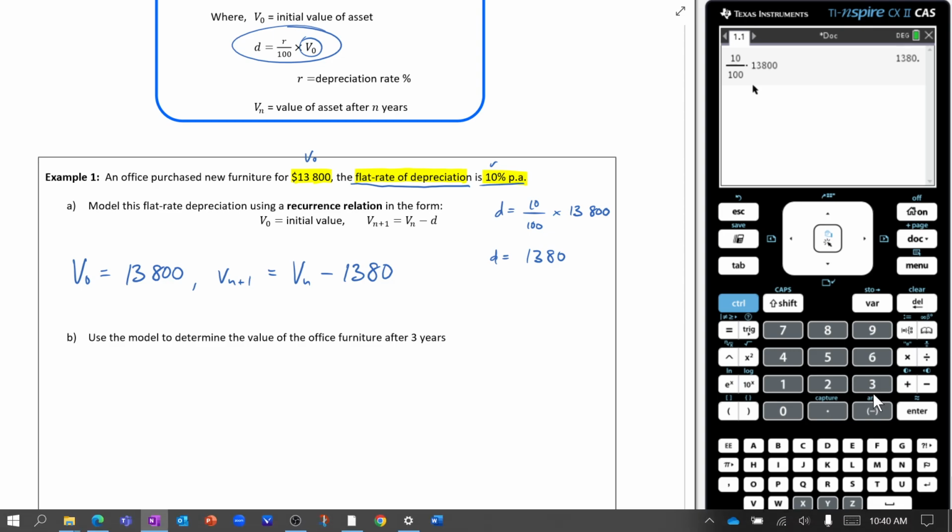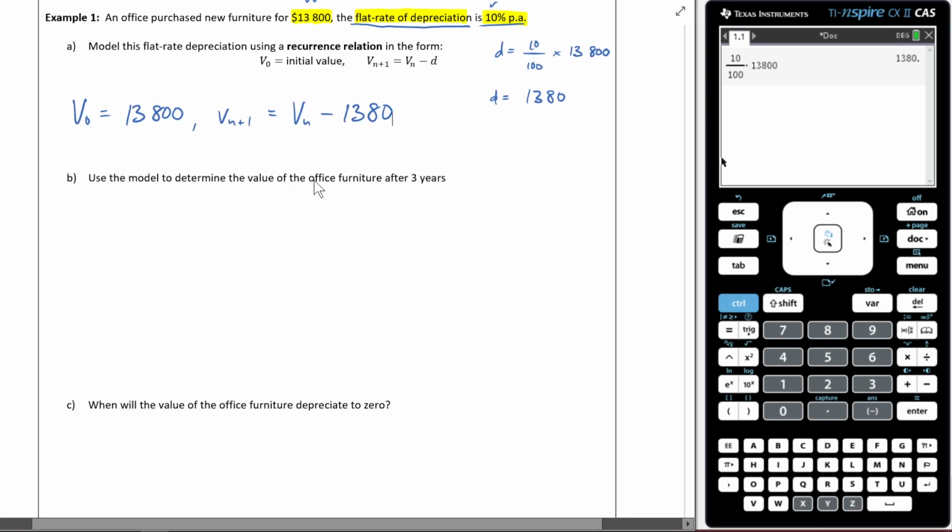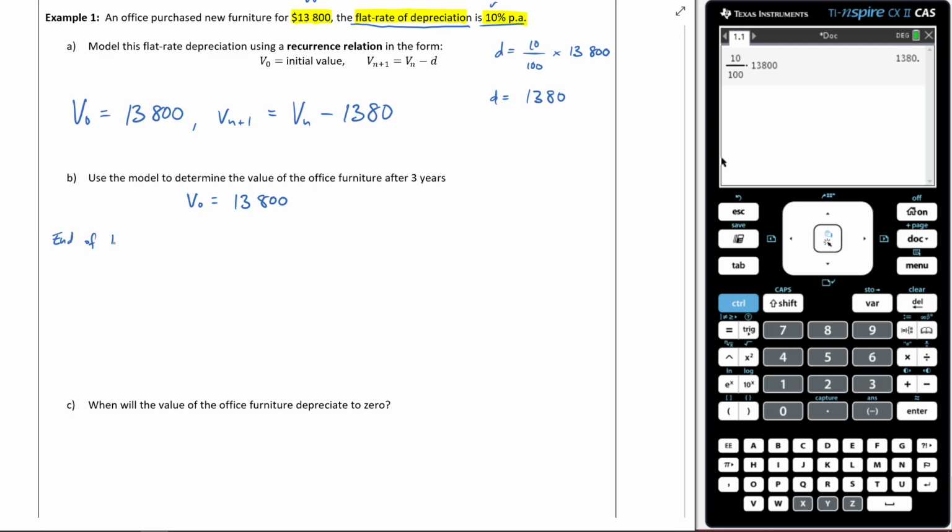All right, let's now see this in action. Use the model to determine the value of the office furniture after 3 years. We know that when we buy the office furniture, it's going to be worth 13,800. Then at the end of the first year, we've got V1. And I figure out V1 by going 13,800 minus 1380, because that is 10% of the original, which leaves me with 12,420.